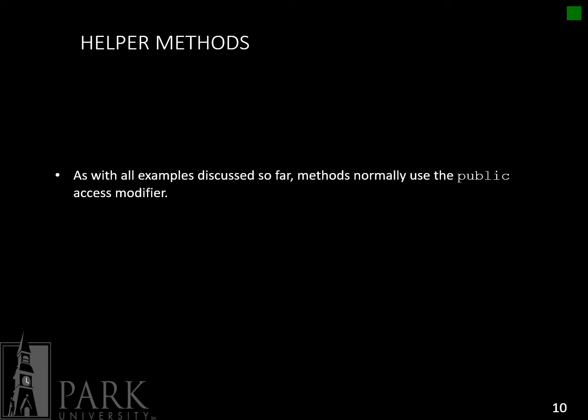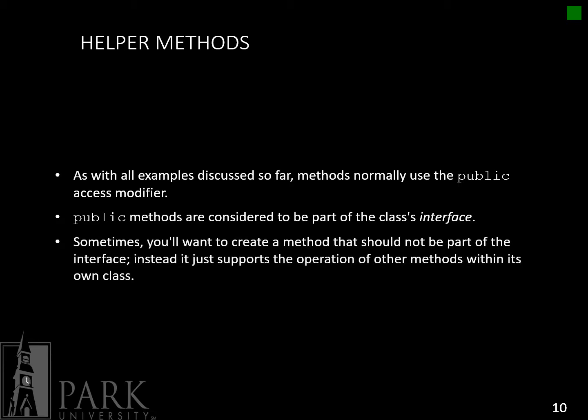As with all examples discussed so far, methods normally use the public access modifier. Now, public methods are considered to be part of the class's interface, right? Remember, an interface is how you interact with that object. Remember, our API is our application programming interface. But sometimes you're going to want to use methods that are not a part of the interface, right? They're just internal methods that help you do something inside of the class, and nobody using your class has a need to directly access them, right?